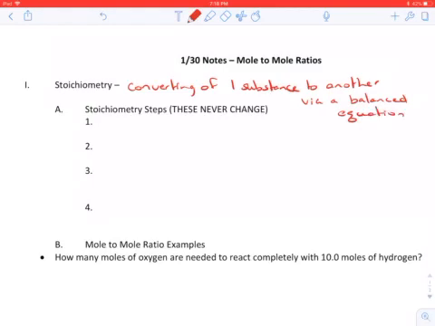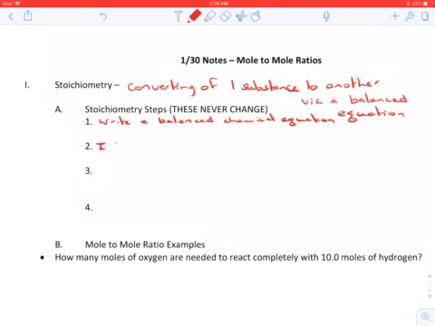Let's jump right in and talk about the steps. These steps are always the same. They never are going to change. Our first step of stoichiometry is to write a balanced chemical equation. That is why last unit was so important, because if you cannot write a balanced chemical equation, then obviously you're going to struggle with stoichiometry because it's step one.